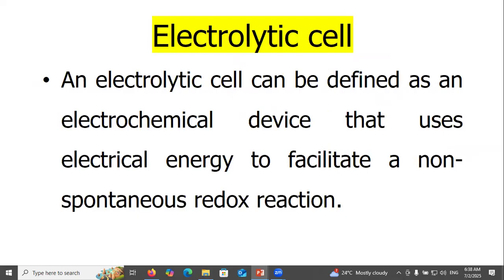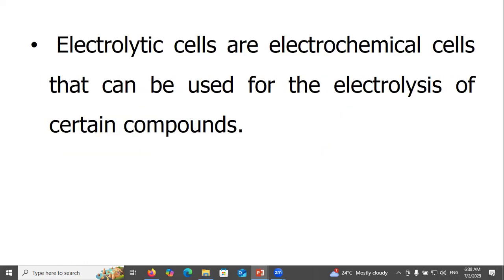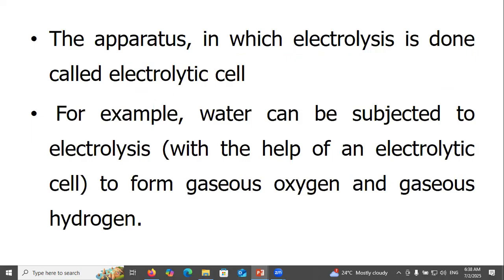Electrolytic cell. An electrolytic cell can be defined as an electrochemical device that uses electrical energy to facilitate a non-spontaneous redox reaction. Electrolytic cells are electrochemical cells that can be used for the electrolysis of certain compounds. The apparatus in which electrolysis is done is called an electrolytic cell. For example, water can be subjected to electrolysis with the help of an electrolytic cell to form gaseous oxygen and gaseous hydrogen.